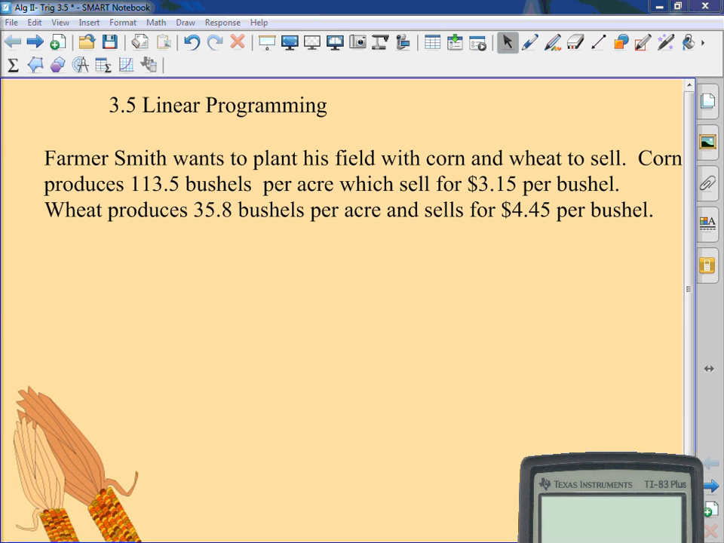Farmer Smith wants to plant his field with corn and wheat to sell. Corn produces 113.5 bushels per acre, which sell for $3.15 per bushel. Wheat produces 35.8 bushels per acre and sells for $4.45 per bushel.